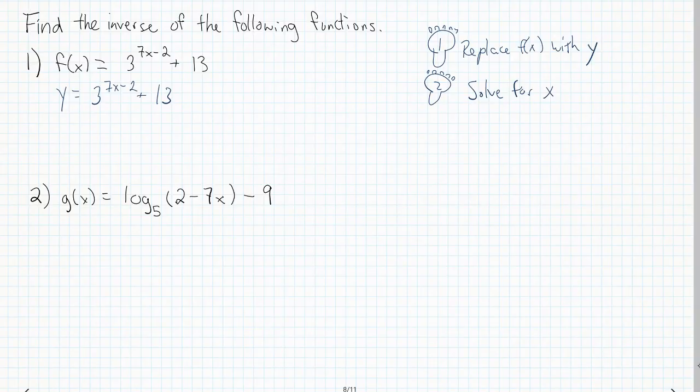The first thing we need to do is isolate that 3 to the 7x minus 2, so we'll subtract 13. Oops, don't let your eyes fool you, that was supposed to be a y. So y minus 13 equals 3 to the 7x minus 2. To get rid of that 3 to the 7x minus 2, a good way is to take a log with base 3 of both sides. Why would log base 3 work so well? It's not the only way, but it's probably the most efficient method.